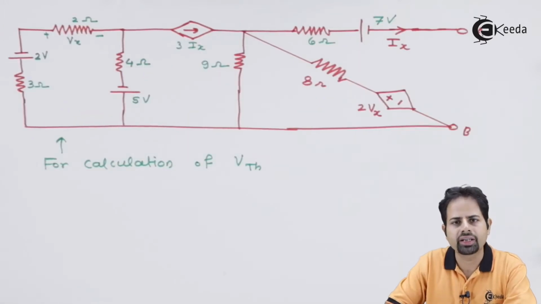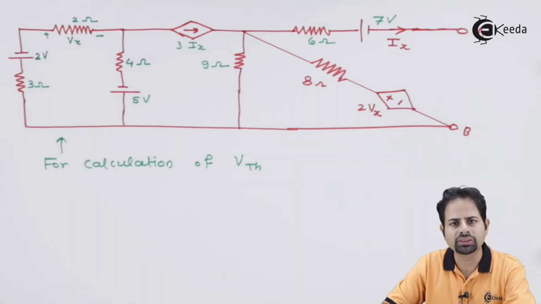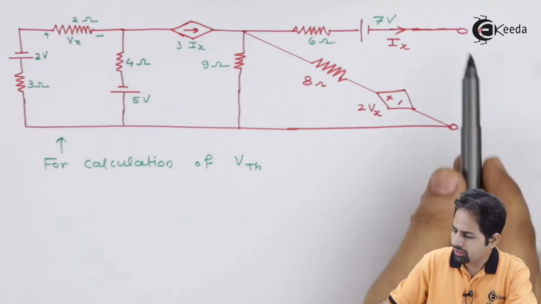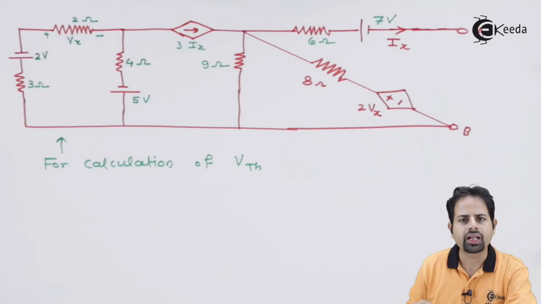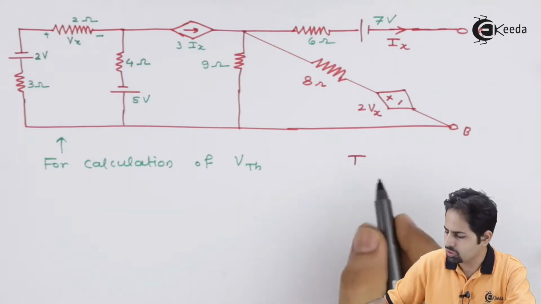Here I have drawn this circuit for calculation of VTH. And we know that for calculation of VTH, we treat terminals A and B as open circuit. When we do that, you can see this Ix current is directly 0. So the first note that we will write is Ix equal to 0.